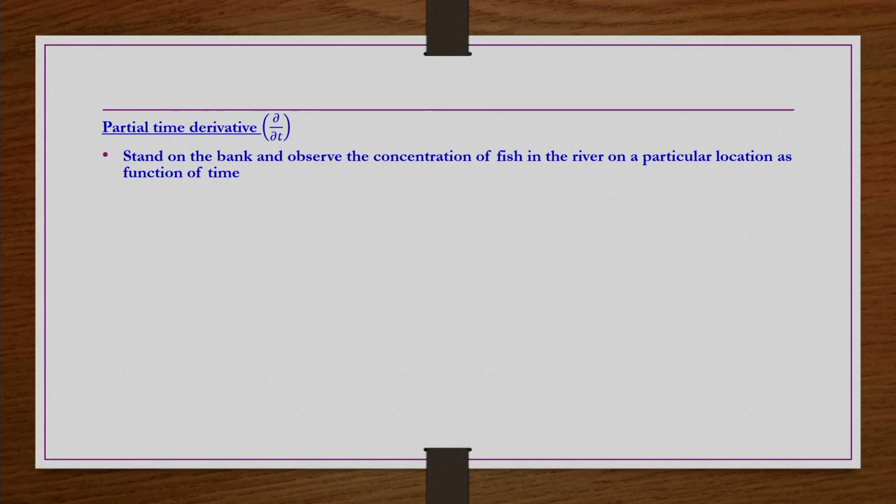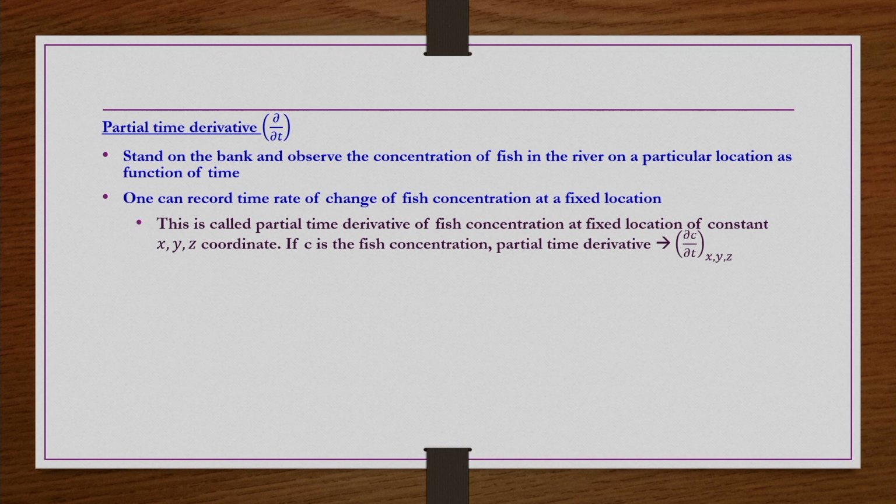That is, stand on the bank and observe the concentration of fish in the river at a particular location, any fixed location of x, y, z. As a function of time you measure that concentration. So, that is nothing but the partial time derivative, where one can record the time rate of change of fish concentration at a fixed location. This is called the partial time derivative of fish concentration at fixed x, y, z coordinates. If C is the fish concentration, then the partial time derivative of fish concentration is nothing but dou C by dou t at fixed x, y, z coordinates.